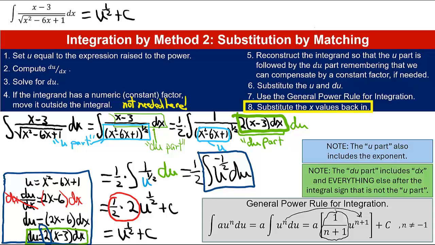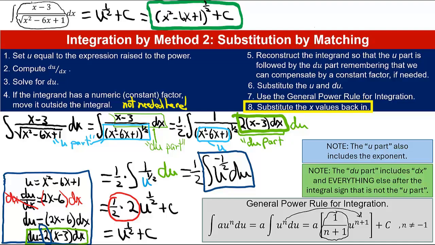Step 8 says, the final step, substitute the x values back in. So u is the quantity x squared minus 6x plus 1, so we substitute it back in, and there you go. And keep in mind, if you have any doubt that you got the answer right, all you have to do is take the derivative of what I've just boxed in there and convince yourself when you take its derivative, you get what you started with. You can always check these integrals by differentiating and see if you get what you started with.